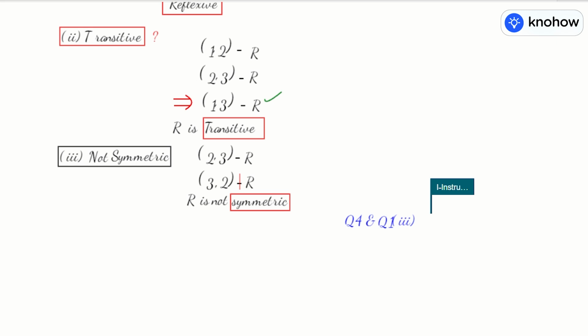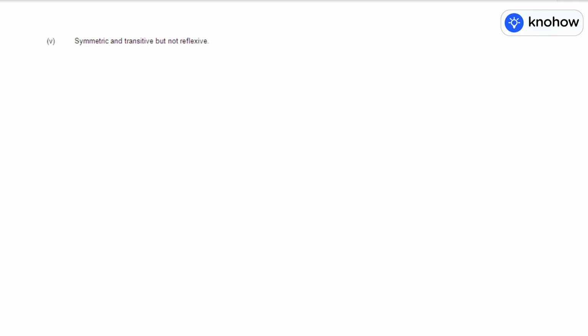Now in the next part, fifth part, we have to give an example of a relation which is symmetric and transitive but not reflexive. So let us take a set A consisting of the elements a, b, c, d. And let me define a relation R on this set A consisting of the elements (a,b), (b,a) and (a,a).